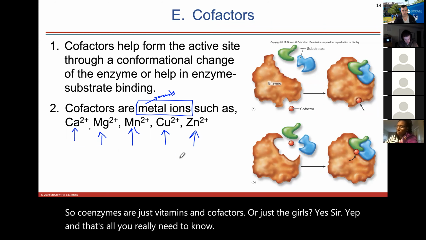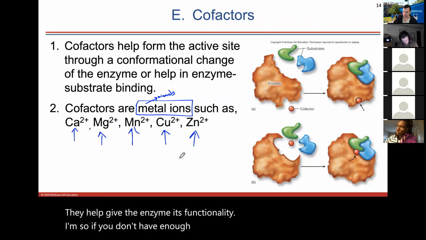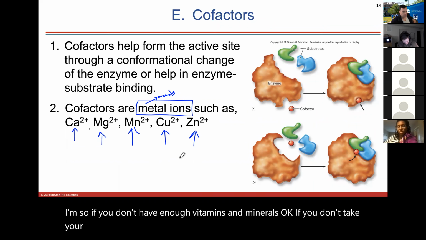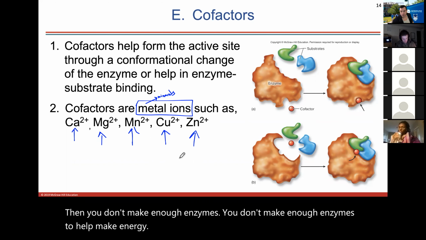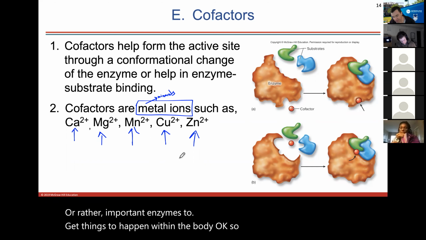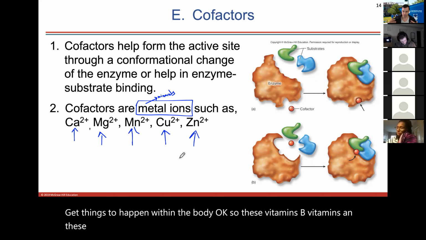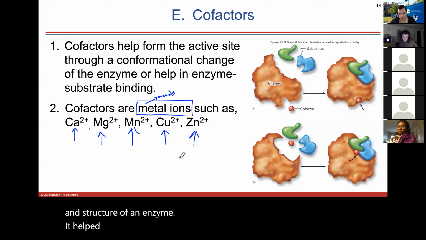They help give the enzyme its functionality. So if you don't have enough vitamins and minerals, if you don't take your Flintstone gummy, then you don't make enough enzymes to help make energy or other important enzymes to get things to happen within the body. So these B vitamins and these minerals are pretty important when it comes to the actual shape and structure of an enzyme. They can help turn them on and become fully active.